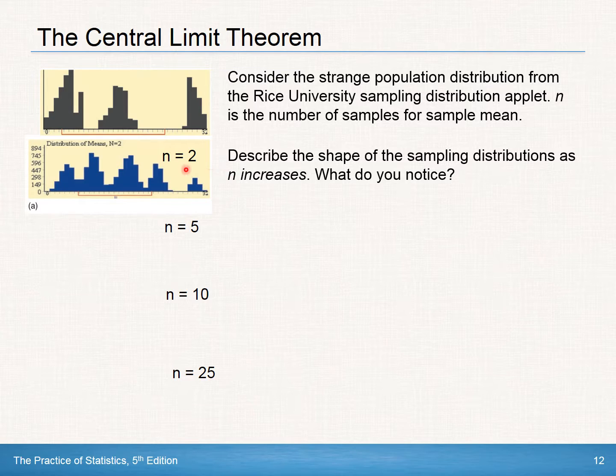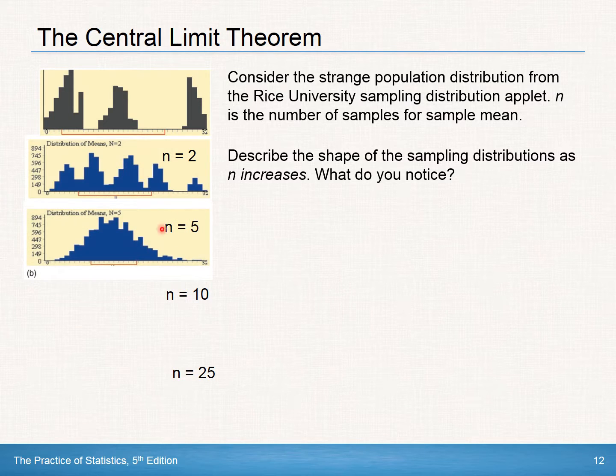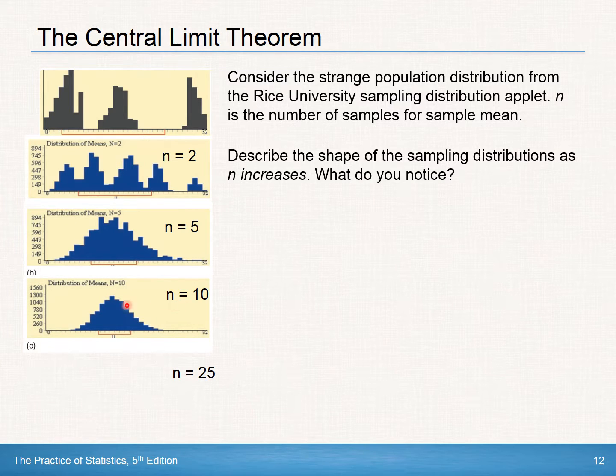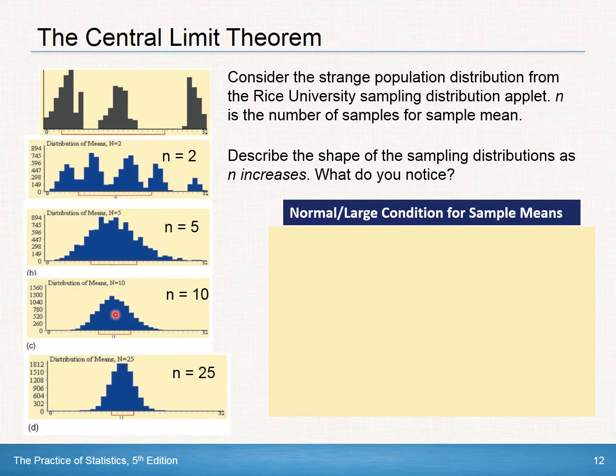So what do we notice? Let's take a look at the shape of the sampling distribution as n increases, as I take larger and larger samples. This is n equals 5. I took a sample of 5, found the mean, and put all those means in this graph. Then I took samples of size 10, found the means, and put them in the graph. Now we're getting somewhere here. Let's take a look at the last one, n equals 25. That means I took samples of 25 and put each mean in.